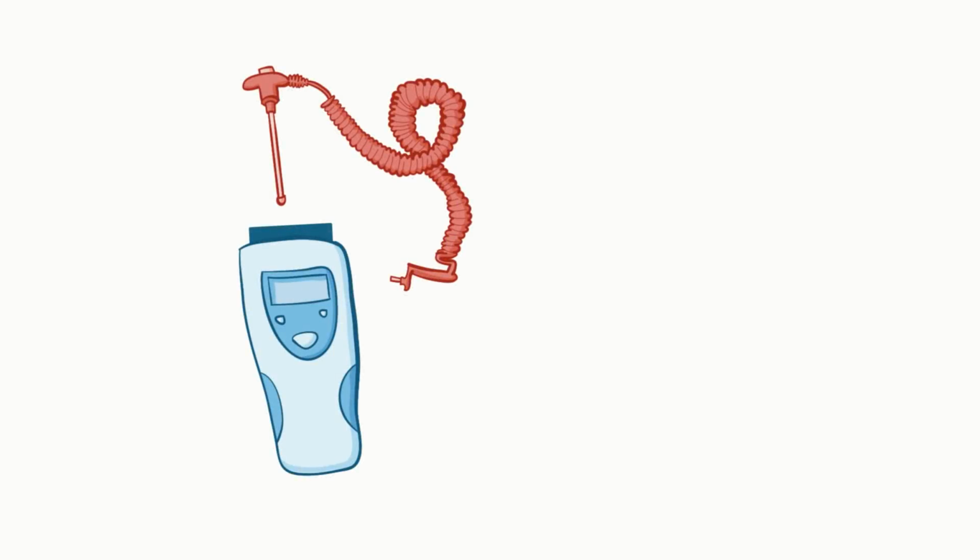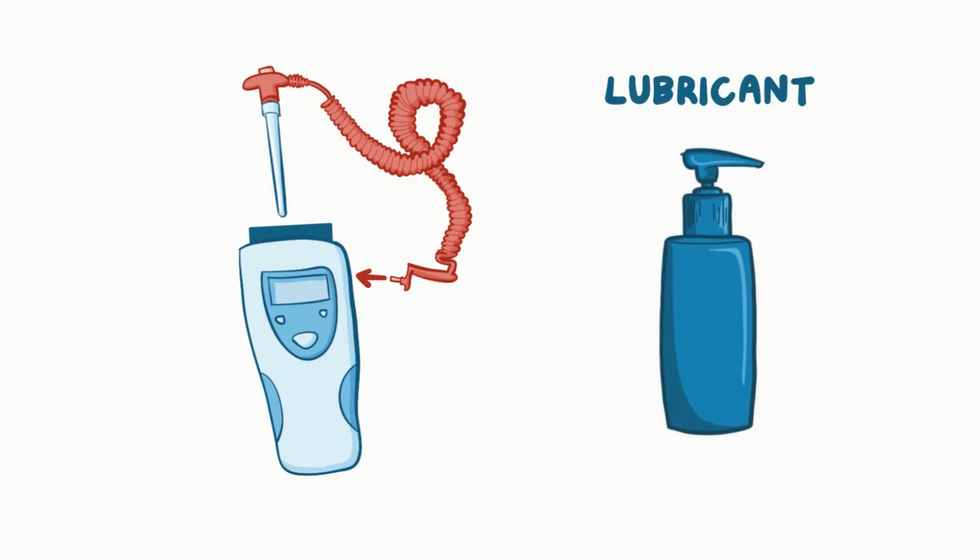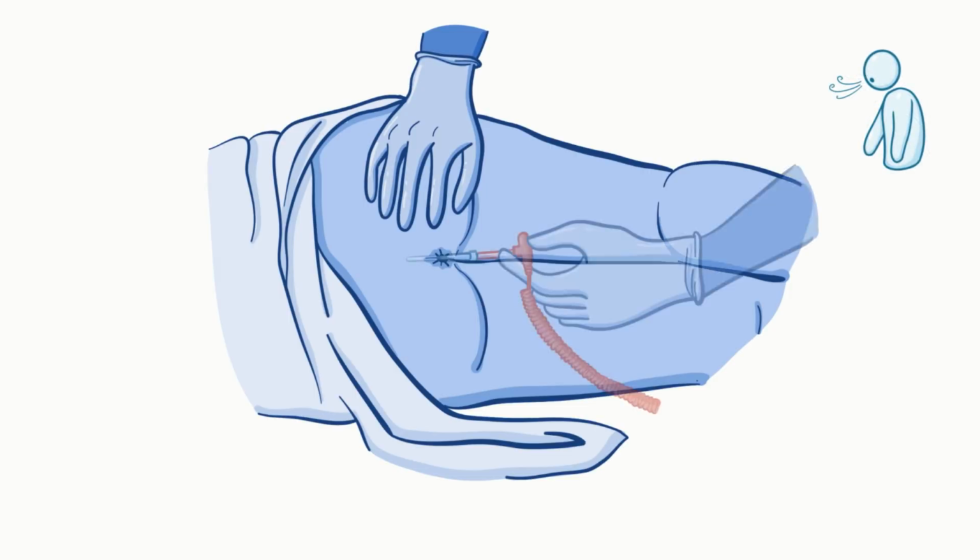Attach the red rectal probe stem to the thermometer. Slide over a disposable probe stem cover and apply plenty of lubricant. With one hand, separate Fred's buttocks. Ask Fred to breathe slowly. Now insert the lubricated probe about 3 centimeters, just over an inch deep, into the direction of the umbilicus. When the thermometer chimes, you can remove the probe and read the temperature.